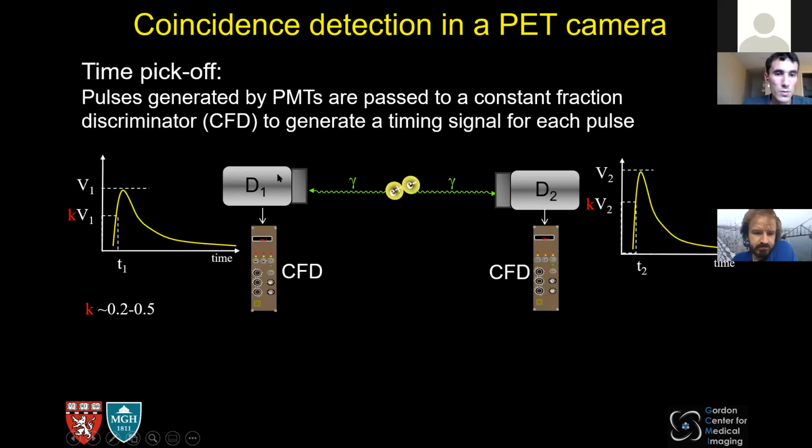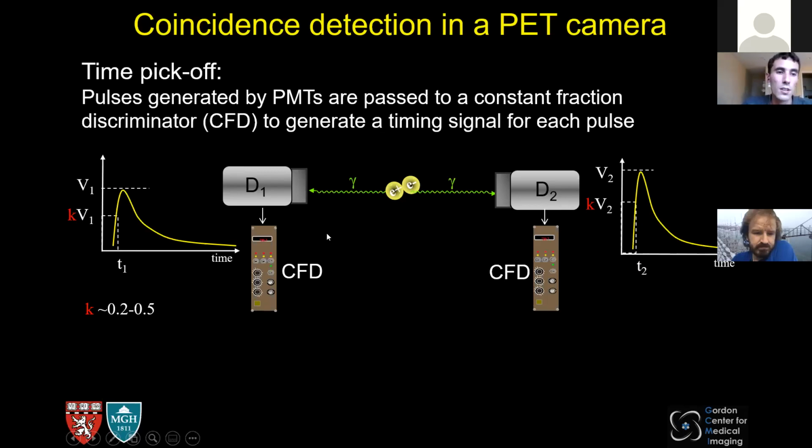Those are passed to the CFD, and what a CFD is going to do, as its name indicates, is assign timing information to each photon whenever the signal has reached a constant fraction of its maximum value. So typically, for here, the maximum is V1. The timing pulse is going to be generated at the time that corresponds to K times V1, with K typically between 0.2 and 0.5, okay? Same thing for the other photon.